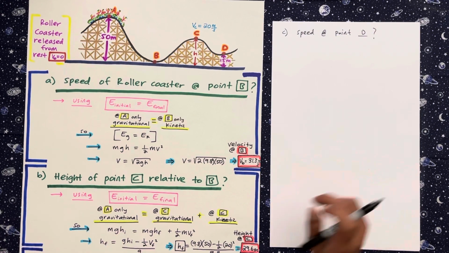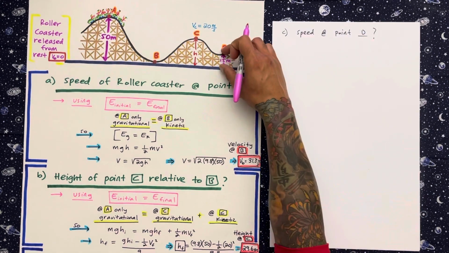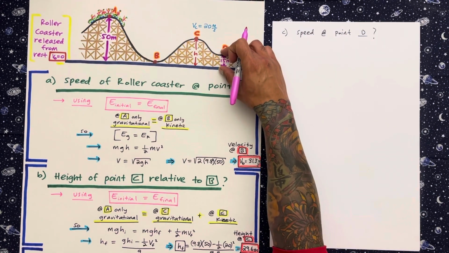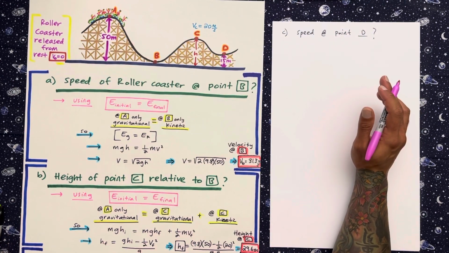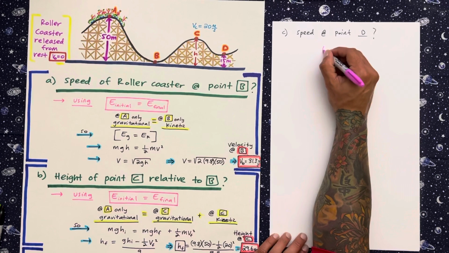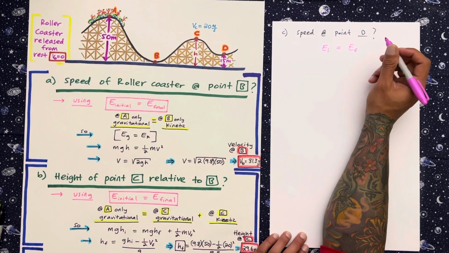Again, what do we start with, right? We're using conservation of energy. We want to know the speed here, right? We know the height, but we don't know the speed. So first of all, before anything starts, conservation of energy equation, right? Energy initial is equal to energy final.